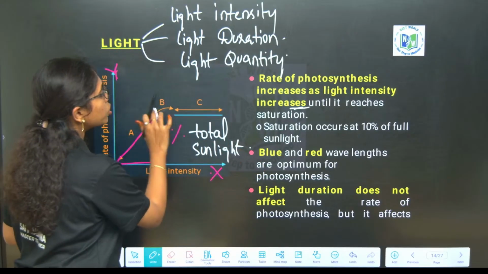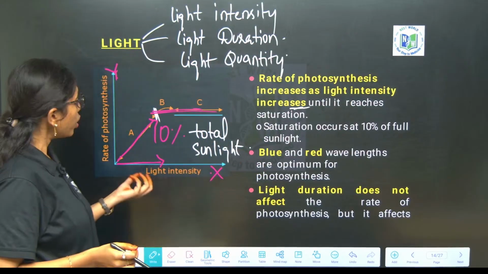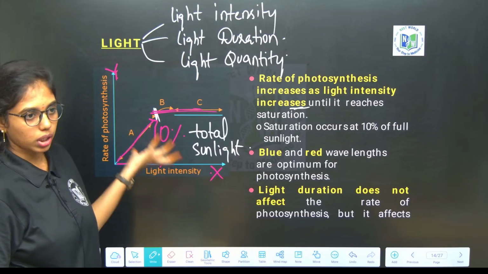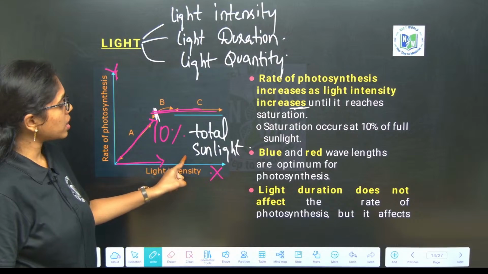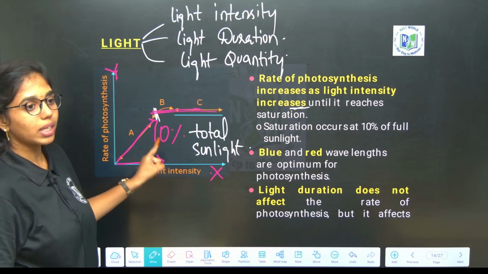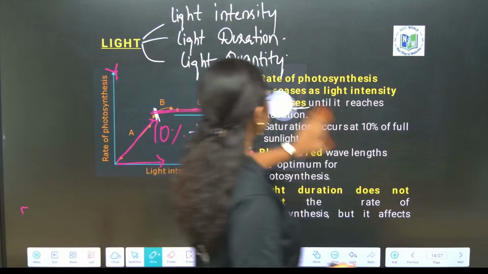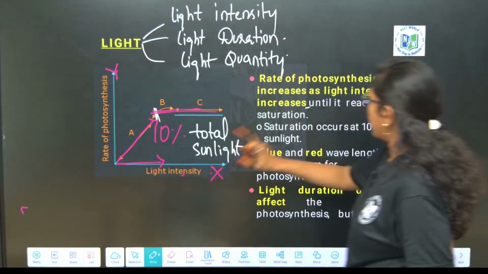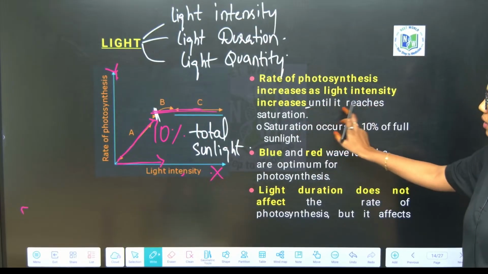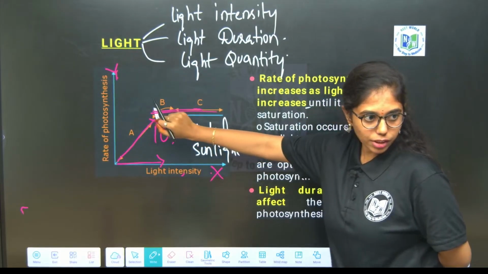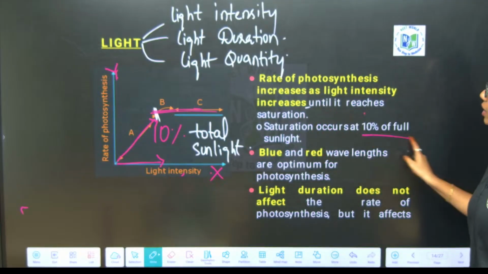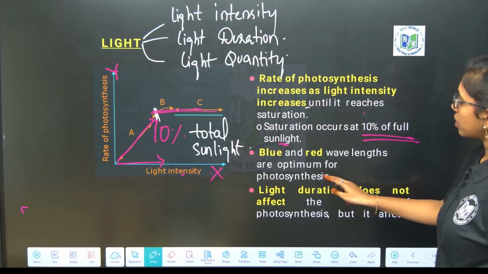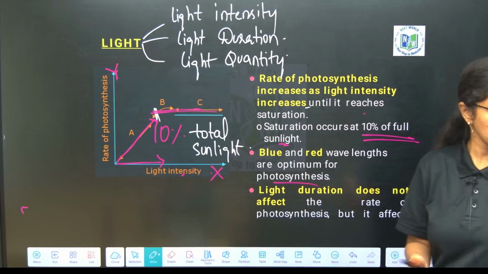this comes to a saturation point. Though you increase the light intensity, there will not be any increase in rate of photosynthesis, and that saturation point is attained just at 10% of total sunlight. Okay. So look at this theory: rate of photosynthesis increases as light intensity increases until it reaches saturation. This saturation occurs just at 10% of total sunlight. Blue and red wavelengths are optimum for photosynthesis, right?